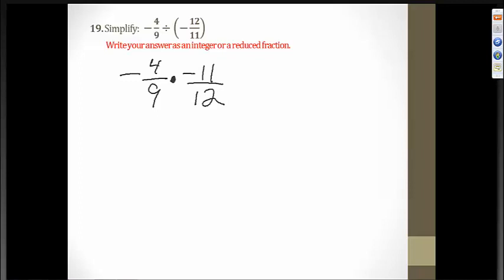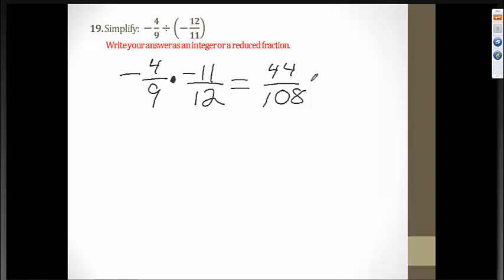So now we have a choice. We can simply multiply. We talked about multiplication before, when we had our 1 over negative 4 to the 4th power, that we multiply across. Well, I can do negative 4 times negative 11, which is going to give me 44, and then 9 times 12, which is going to give me 108. And then I have to realize I can reduce that, because they're both even numbers, and it says that I have to have them as a reduced fraction.